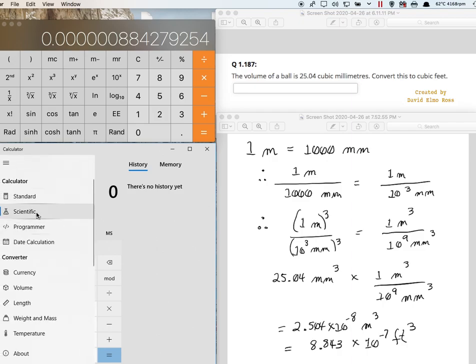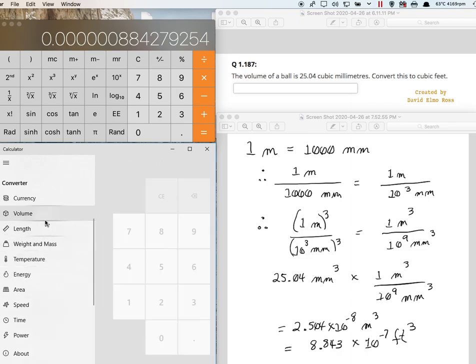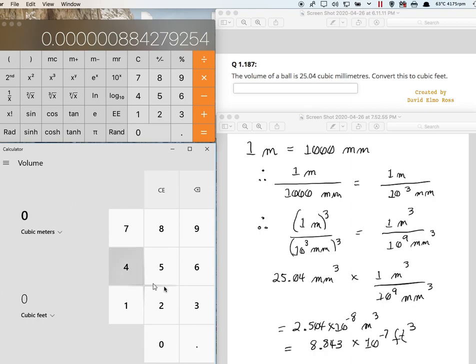Now let's see how we'd go about doing that on the Windows 10 calculator. So the first thing we have to do is go from scientific down here till we find volume. Now right now we're going to have to express this, because we got it set up from cubic meters to cubic feet here. We're going to have to express this as a decimal number because it doesn't allow us in here to actually put in times 10 to the power of. So we're going to have to convert this number into the appropriate number of decimal digits.